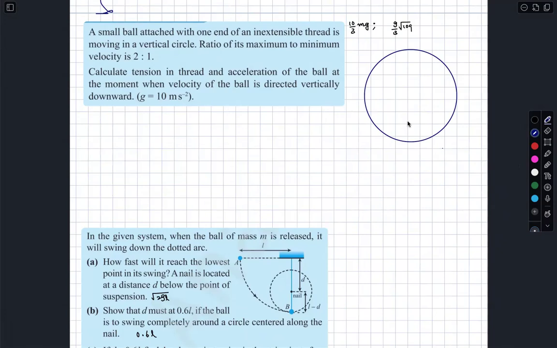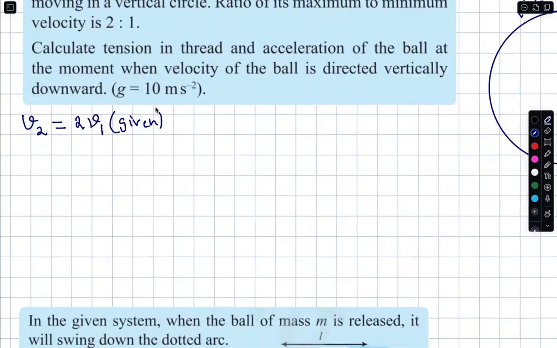So far. At top and bottommost. Bottommost speed is high. Topmost speed is minimum. So usually if this is V1, this is V2. Usually V1 is high, V2 is low. Given V2 is 2 times V1. This is given. Right.